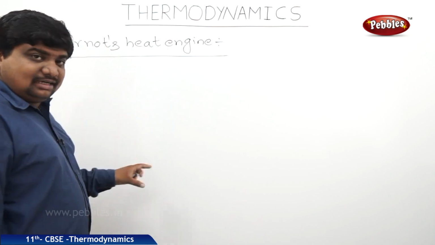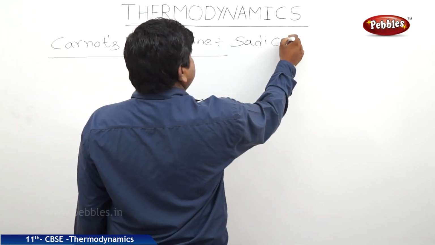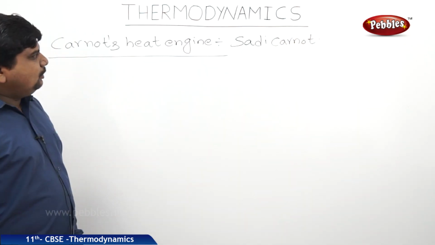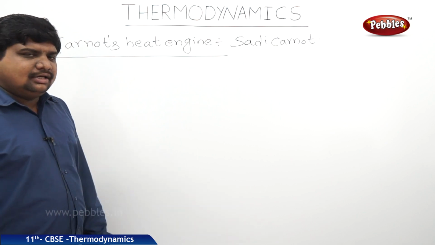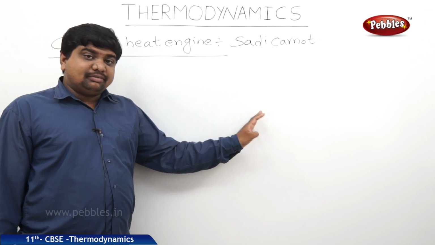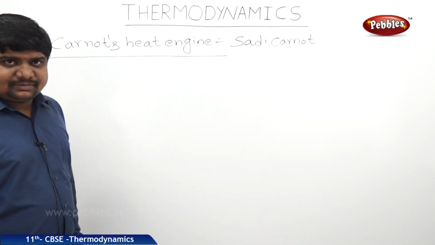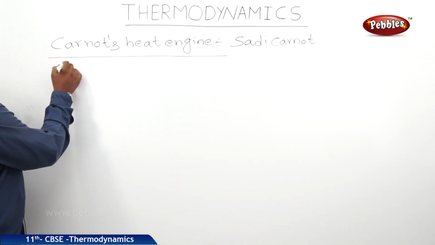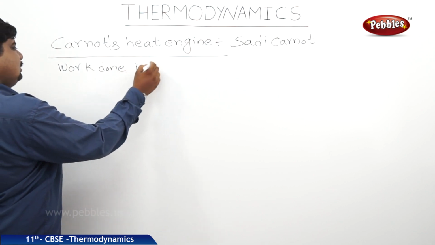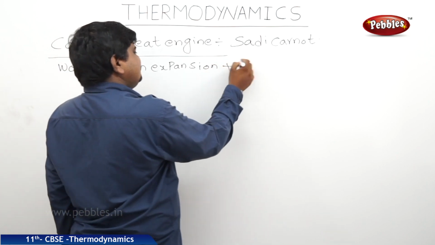This was constructed by the scientist Sadi Carnot. In this device, we are going to find the total work done to expand the hot gas from low temperature to high temperature and compress it from high temperature to low temperature. So, work done in expansion plus compression.